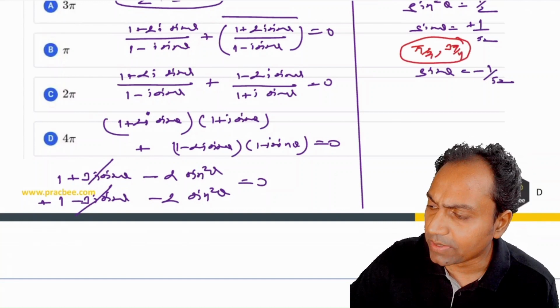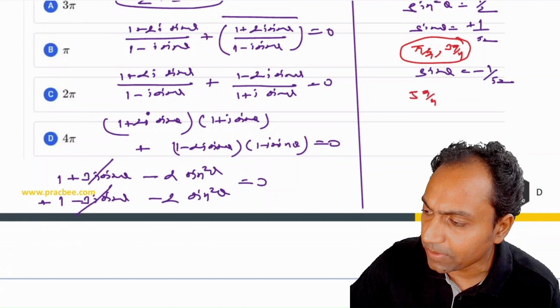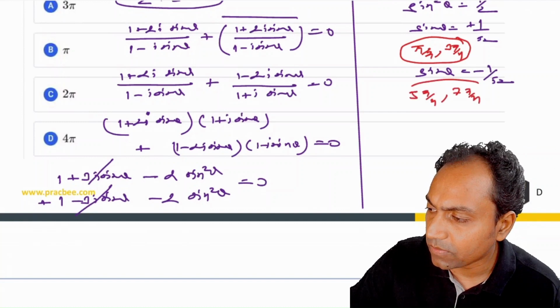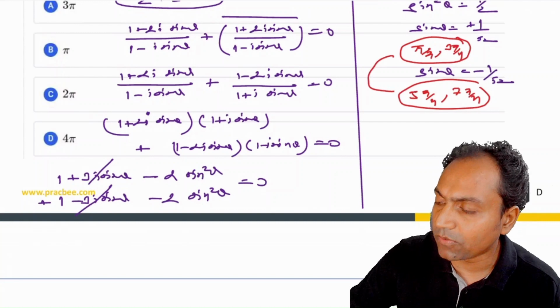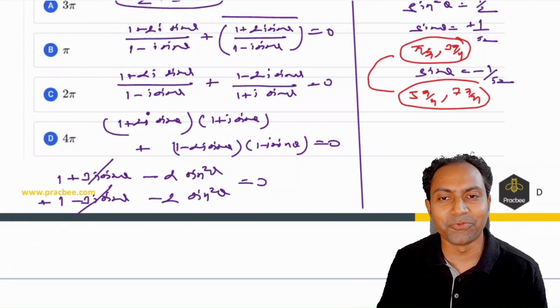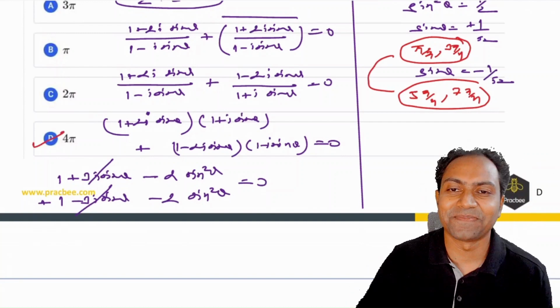Similarly, for the second one, if I find the values, it comes out to be 5 pi by 4 and 7 pi by 4. What they're saying is, what is the sum of all of these values? If you add it up, it comes out to be equal to 4 pi. Hence, our answer D is correct.